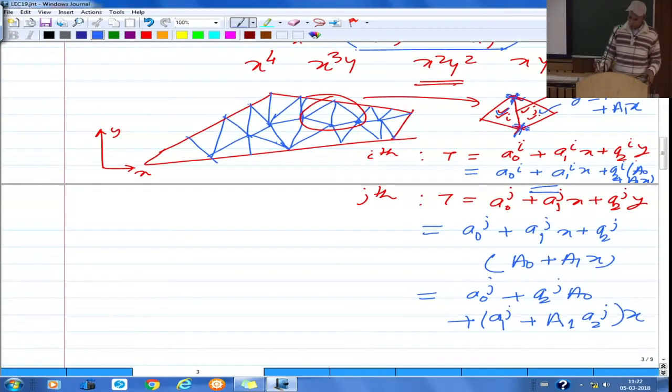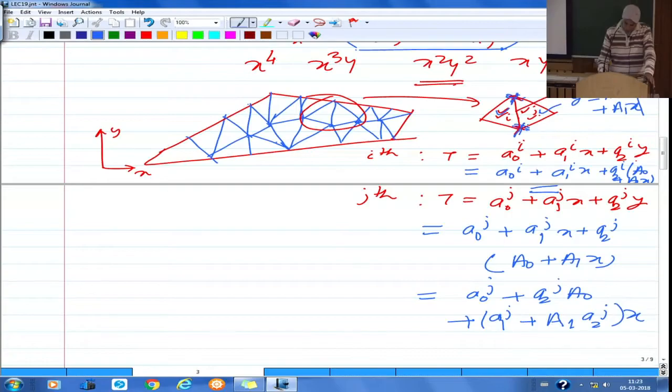So the linear variation of temperature within the element gives rise to linear variation of either x or y along the common boundaries or common edges of the elements. Similarly, if you have another, let's say jth and kth element and another boundary, you will always find that the temperature variation along the common edge is going to be linear in x or y, depending on whether you express y in terms of x or x in terms of y.